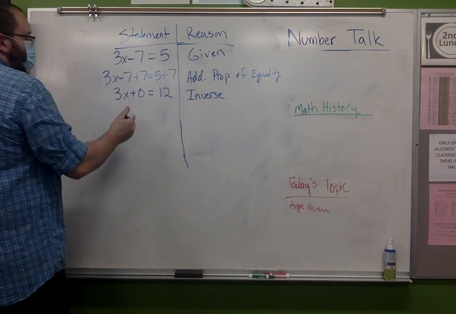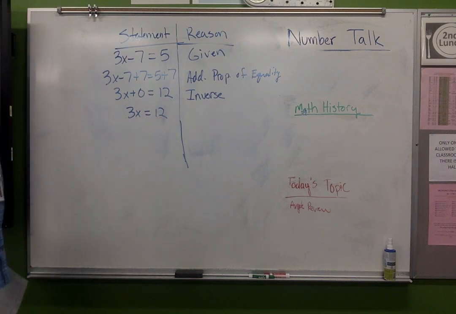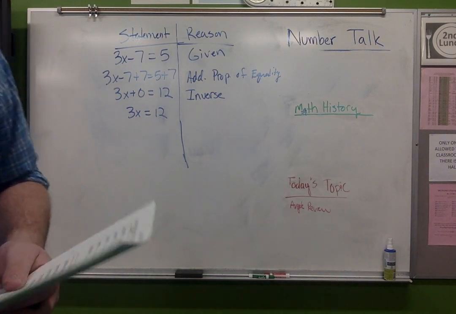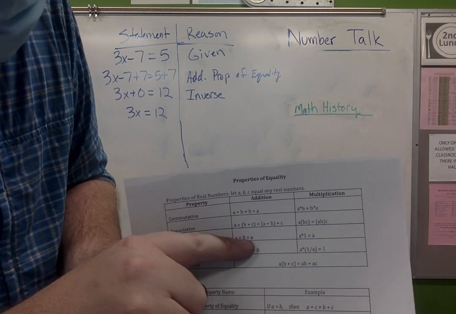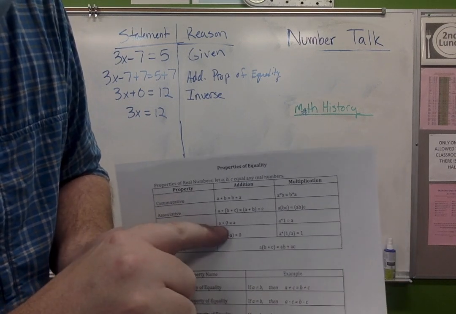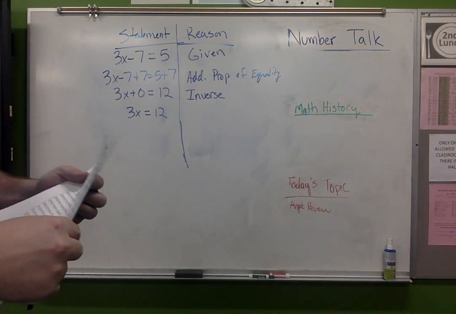3x plus 0 is 3x. Now, what property says I'm allowed to do that? Right here, see where it says a plus 0 equals a. Identity property. Whenever you add 0 to a number, you get the same number out. Identity.